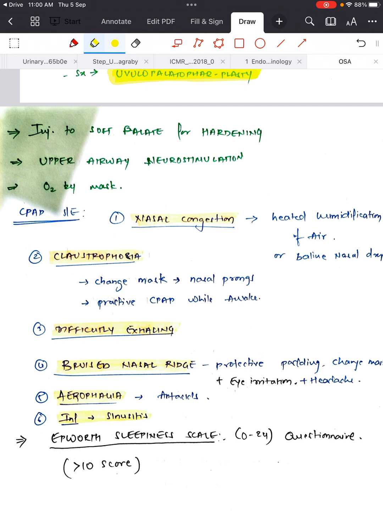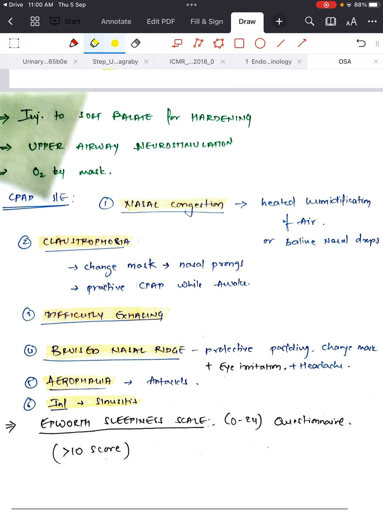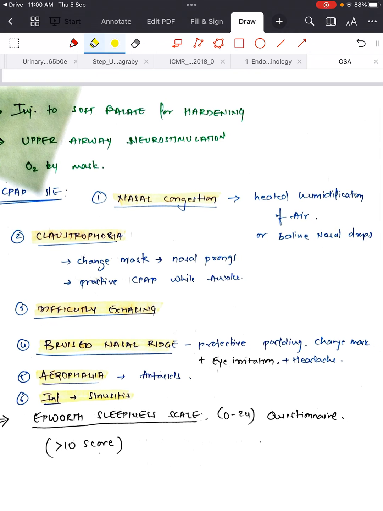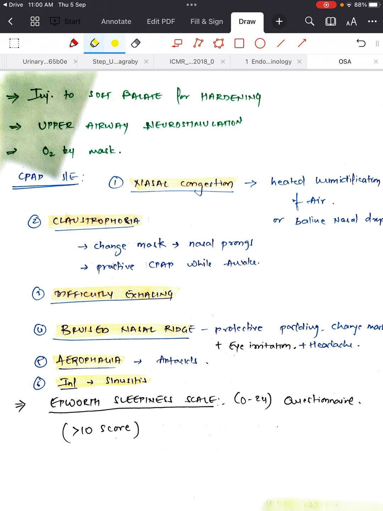Second is difficult exhaling. Because there is a continuous positive pressure, the patient might feel difficulty in exhaling. Bruised nasal ridge, purely because of the big mask. For that, we can use padding, or you can change the mask interface. There can also be headache related to this, or eye irritation as the air escapes, causing dry air and irritation. You have to position the mask correctly.